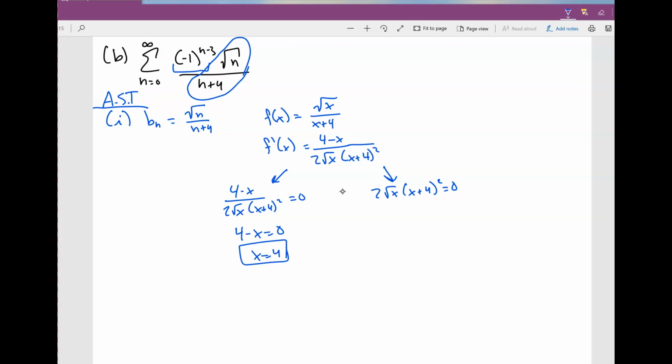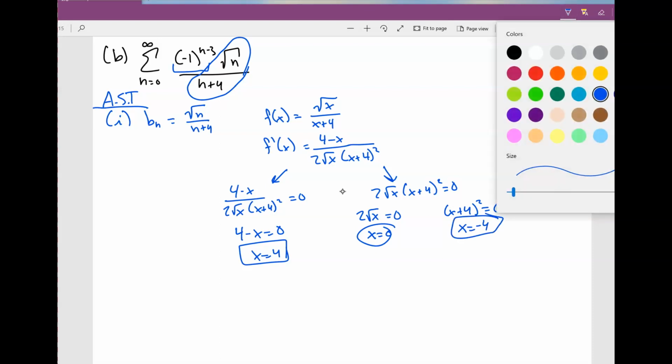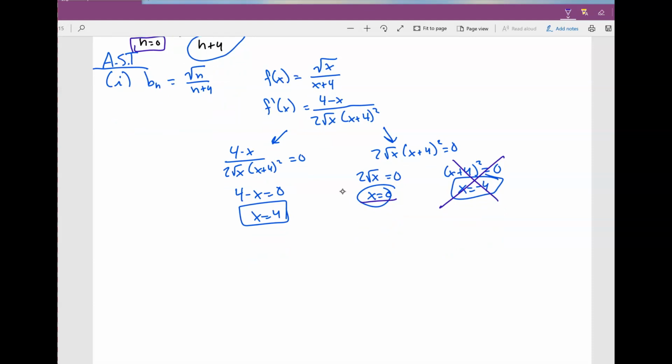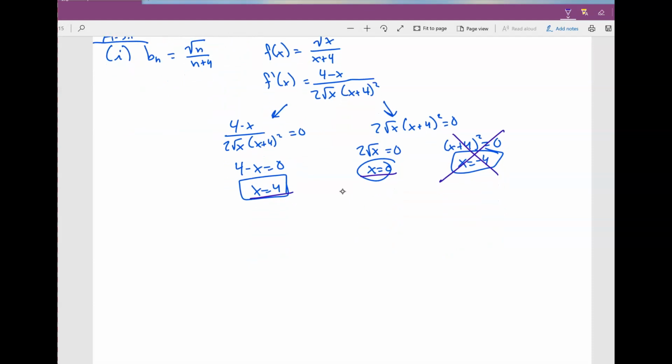For the denominator, we're going to set each factor equal to 0: 2 square root of x equals 0, and then x plus 4 squared is equal to 0. For the first, we're going to get x equals 0. For the second, we square root and move the 4 over, and we get x equals negative 4. So here are my critical points. Now you have to be very careful because notice that n starts at 0. That means we can exclude negative 4, because x cannot be negative. So all we have is x equals 0 and x equals 4. Now we're going to go ahead and check it out.